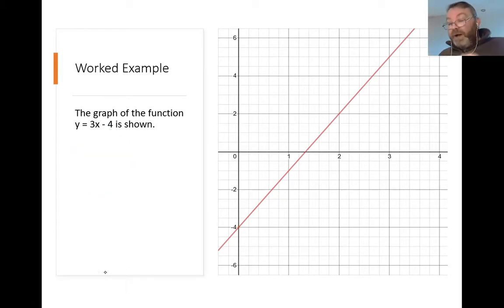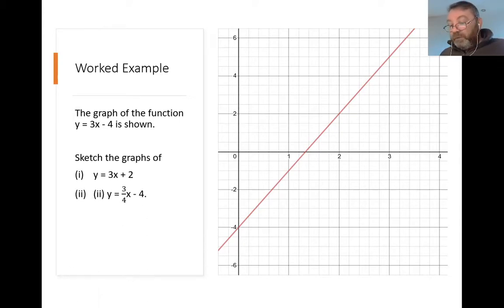So now that I've graphed 3x minus 4, what do they want me to do? They want me to sketch the graph, first of all, of y equals 3x plus 2. Let's just take this one first. y equals 3x plus 2. Now take a look. Compare this graph to the original. And the first thing you'll notice is that the slopes are the same.